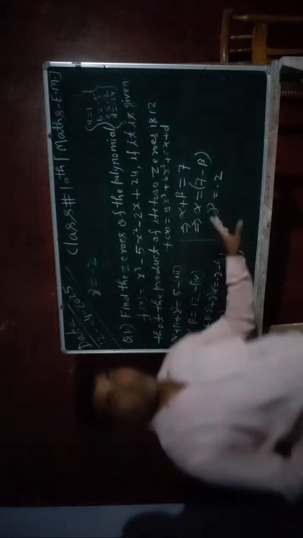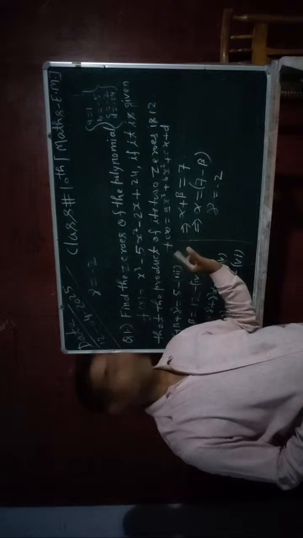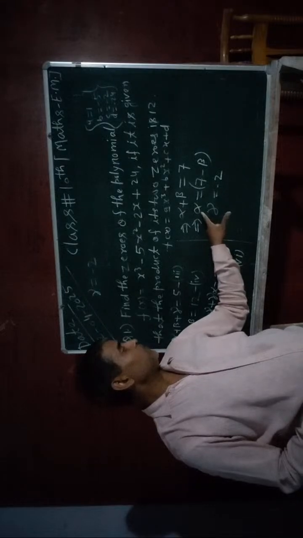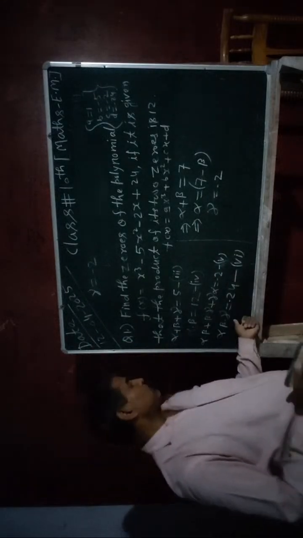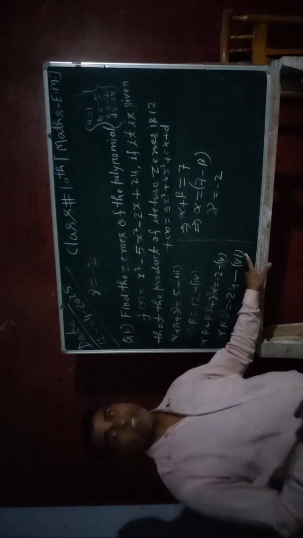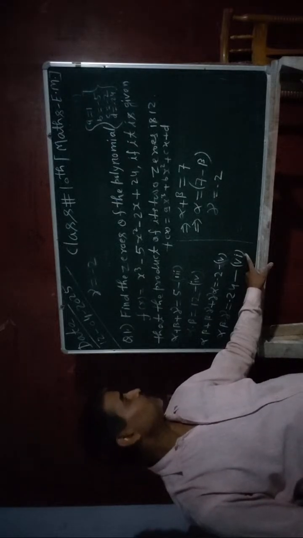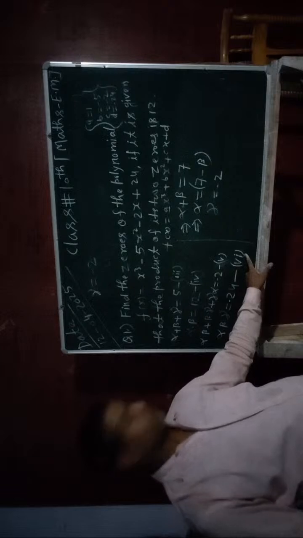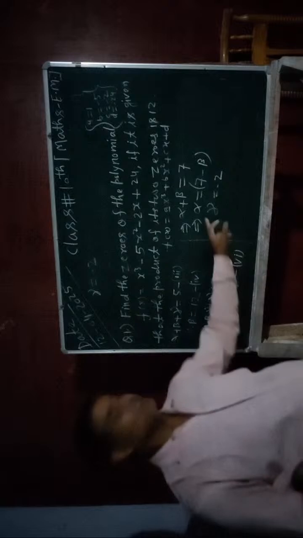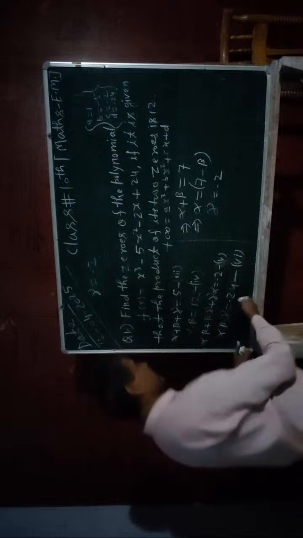Students, you concentrate and listen to my voice. What I am going to do is put the value of alpha and gamma in equation 6. After putting, we will get a quadratic equation, and we will find the roots of the quadratic equation, and then we will get the value of alpha. Okay, students, so I am going to put the value of alpha and gamma in equation 6.